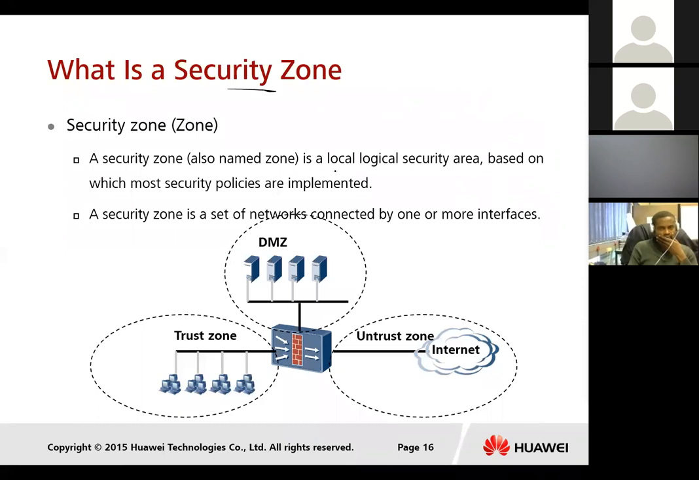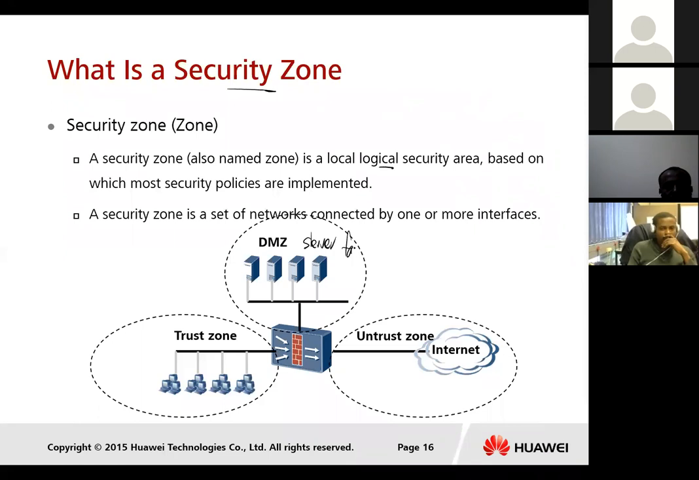A security zone is a logical security area based on which most security policies are implemented. So it means that later, when we talk about the security policy, it has to be tied together with your security zone. The zone is just like a VLAN I mentioned yesterday, a logical grouping of interfaces showing which zone they belong to, to simplify the filtering between your trusted network going out to the untrusted network or to the DMZ network. All right, a security zone is a set of networks connected by one or more interfaces. So you can say that, oh, everything on top over here is all my server.